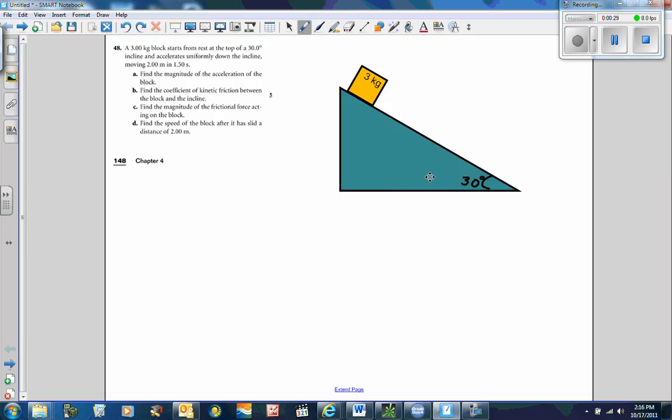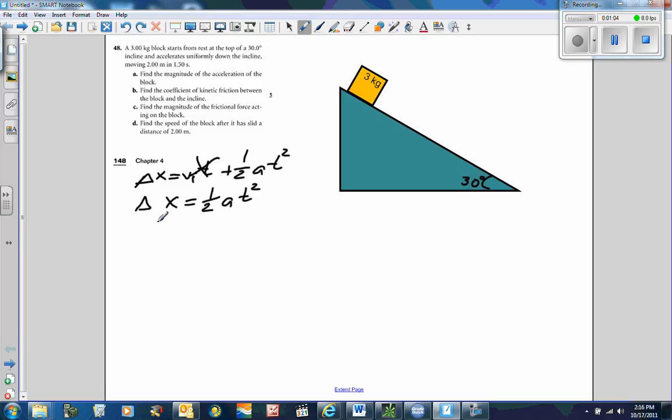And it accelerates uniformly down the incline, moving 2 meters in 1.5 seconds. So A, find the magnitude of the acceleration of the block. Well, that is going to be an old equation that basically says delta x equals v initial times time plus 1/2 a t squared. It starts from rest, so this whole part goes away.